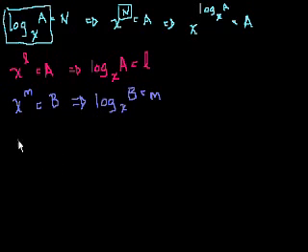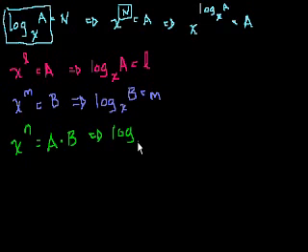So let's say, let me get another color. I have infinite colors. I will never run out. So let's say I have x to the n. You're probably saying, Sal, where are you going with this? But you will see. It's pretty neat. x to the n is equal to a times b. And that's just like saying that log base x of a times b is equal to n.